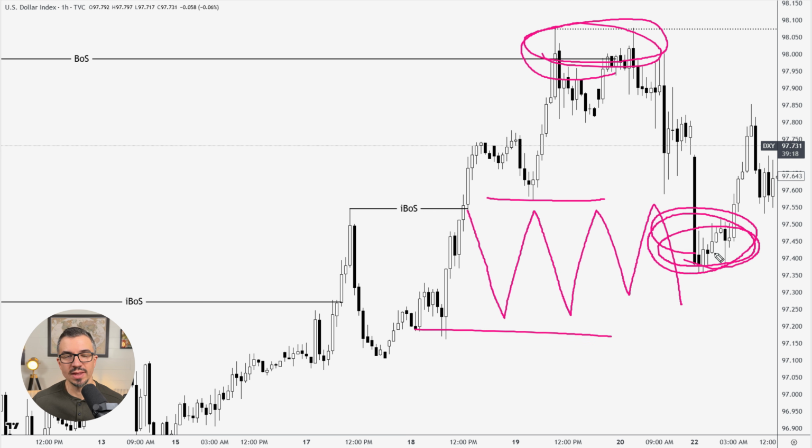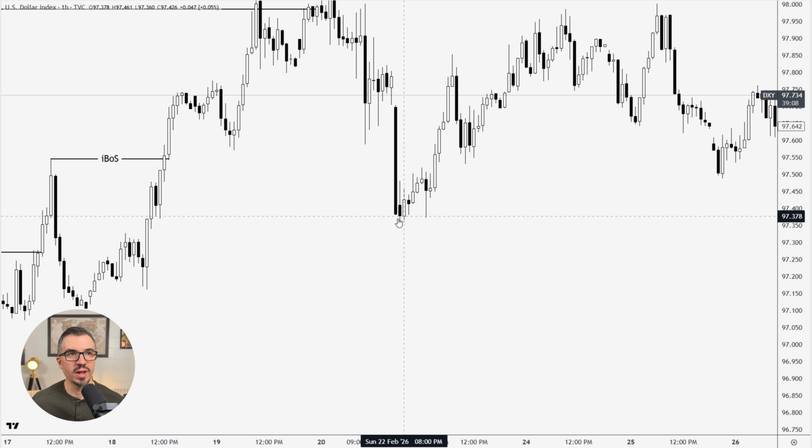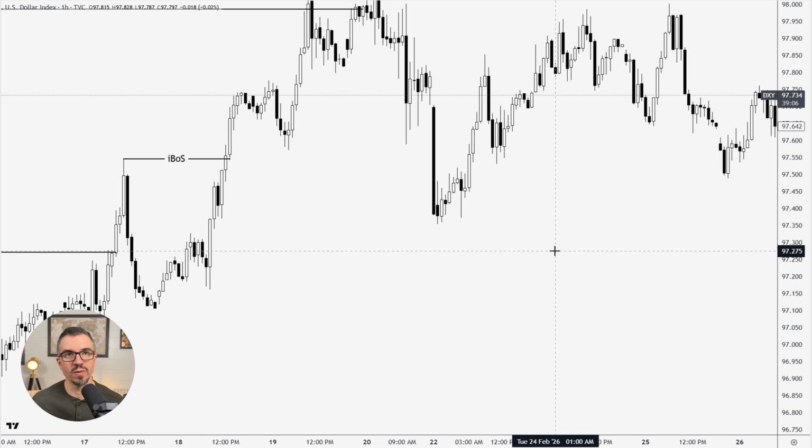We came back and mitigated this. So because of that, because this has now been fully mitigated, what I would be looking for is really for this low over here to hold. Okay, so right around 97.35.